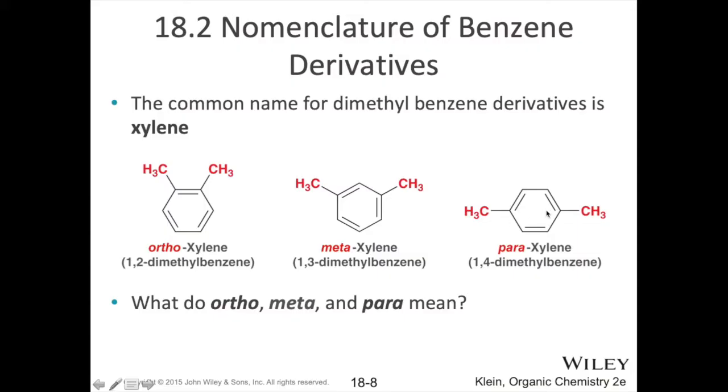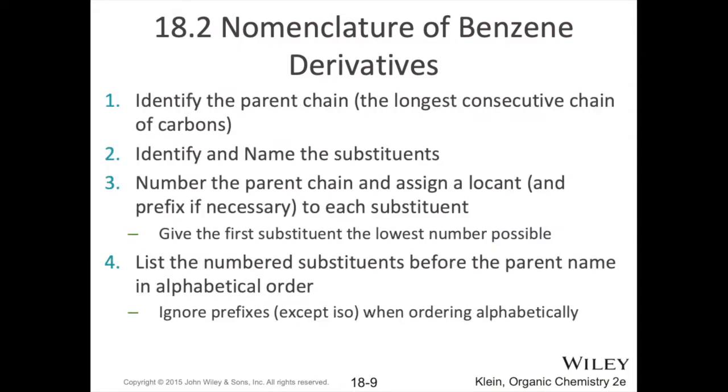So please note, by the way, that this only applies to benzene rings, okay? If you ever have two substituents on a cyclohexane, you cannot use ortho, meta, or para. That's a common mistake a lot of students make. So please note, this only applies to a benzene ring.